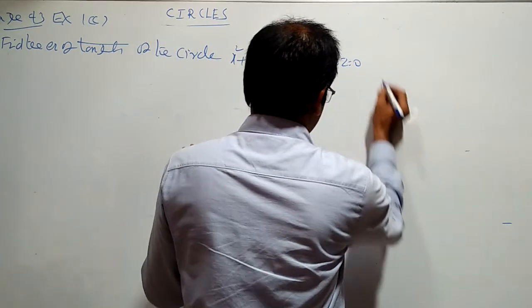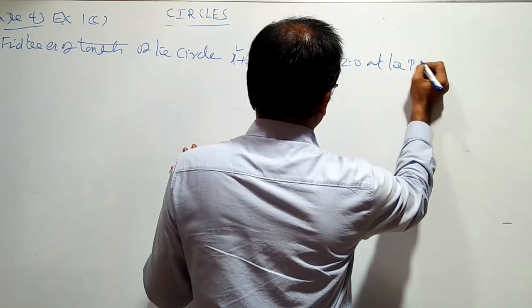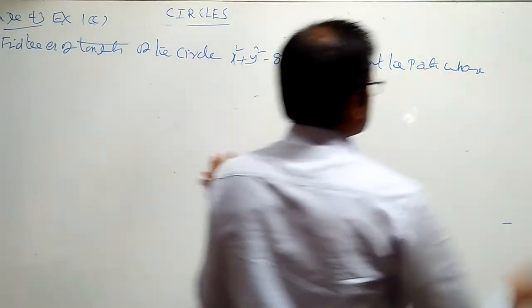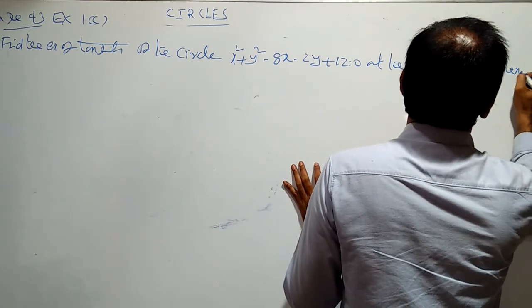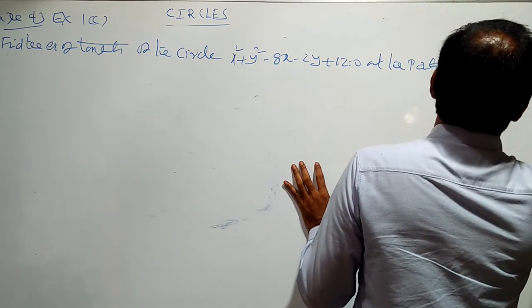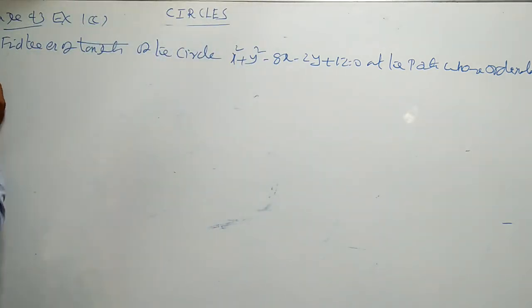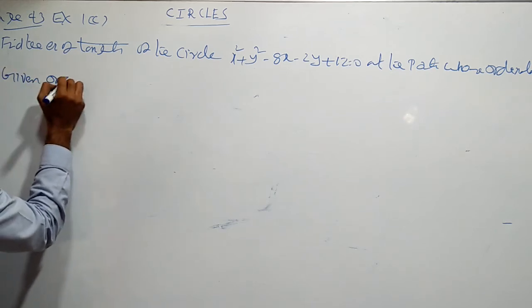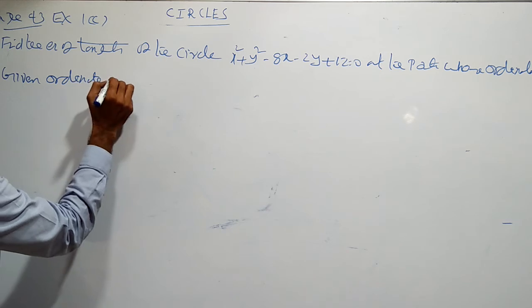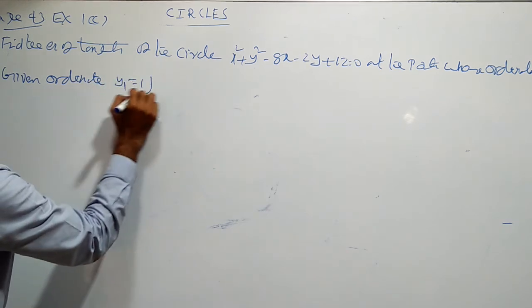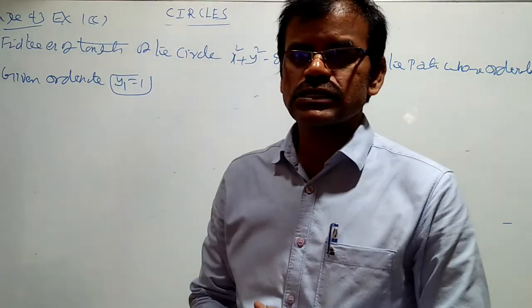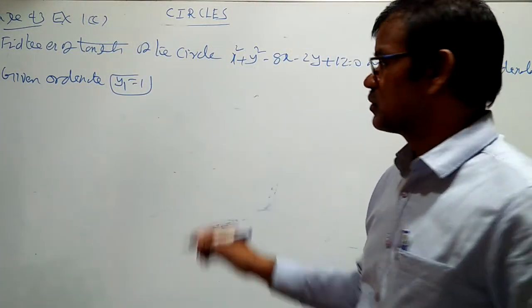Get the points whose ordinates are 1, and then the equation of tangent. Given condition we can write: given ordinate equal to 1. Ordinate means y coordinate, so put y1. Whenever y1 is equal to 1, to get x1 you should substitute the value in the circle.